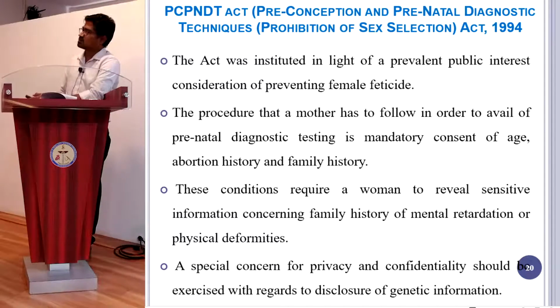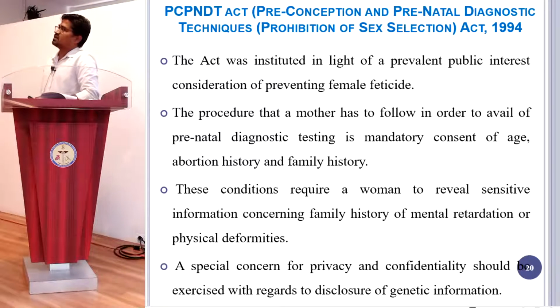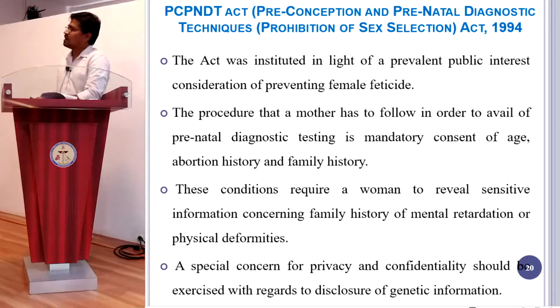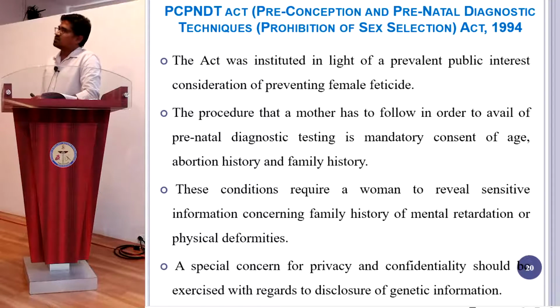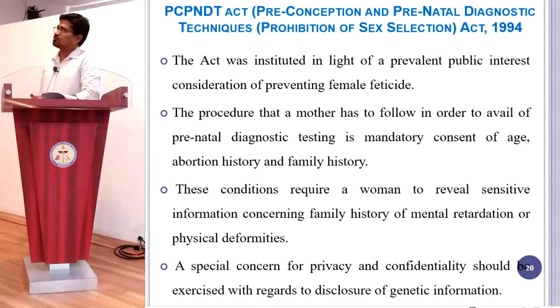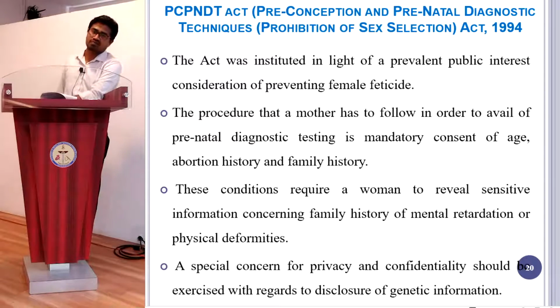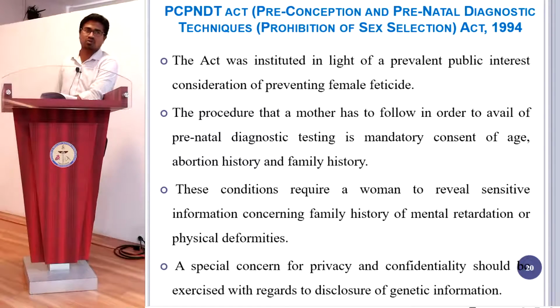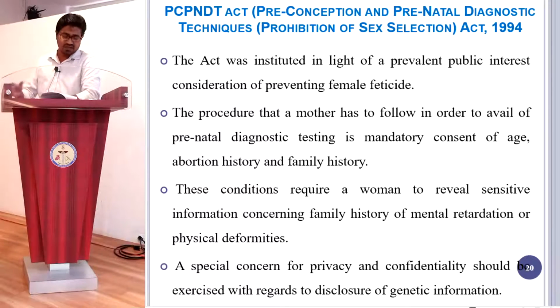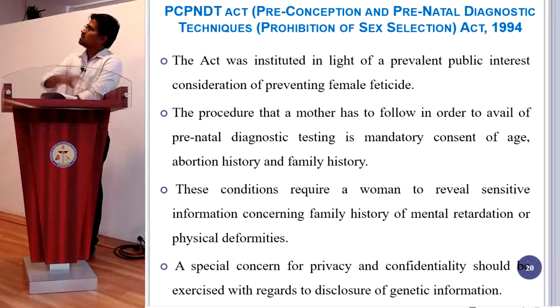So this is the PCPNDT Act, that's nothing but the Preconception and Prenatal Diagnostic Technique Act. This act is mainly meant to prevent female feticide. By this Act, we cannot disclose the female gender. Previously, disclosing the female gender led to many abortions. To prevent that female feticide, the government made the PCPNDT Act.